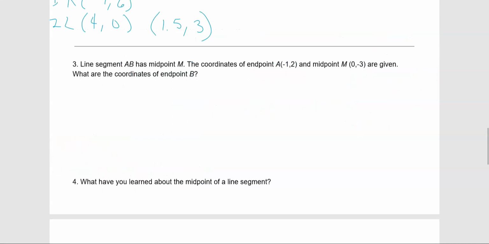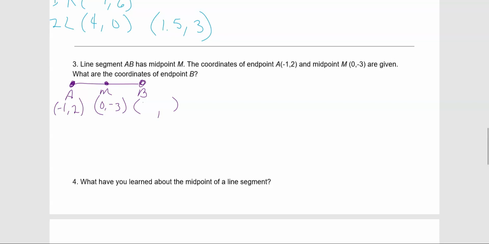All right, and the last question that can be worked out mathematically is number 3. It says line segment AB has midpoint M, gives me the coordinates of endpoint A as -1, 2, and the midpoint is 0, -3. So first off, guys, go ahead and sketch a picture of what you're seeing here. So we have point A, point B, and we have a midpoint. We are given A and the midpoint. B is unknown to us at this time. We don't know what B is.